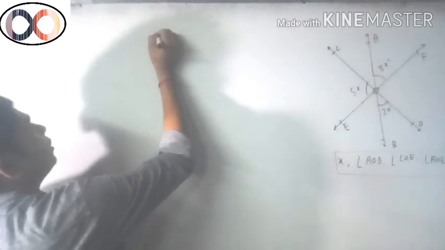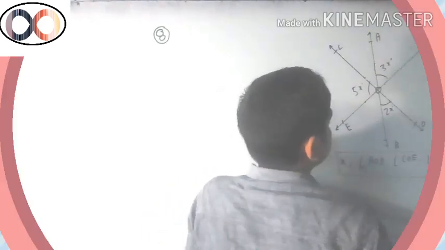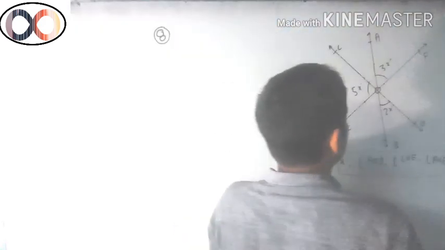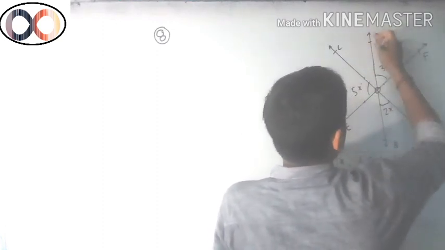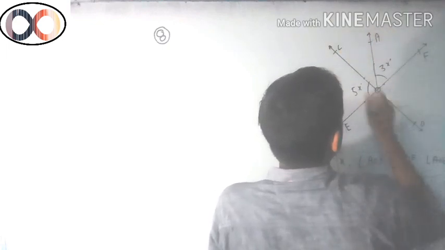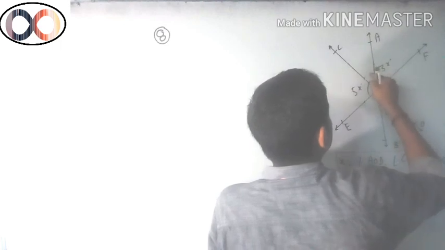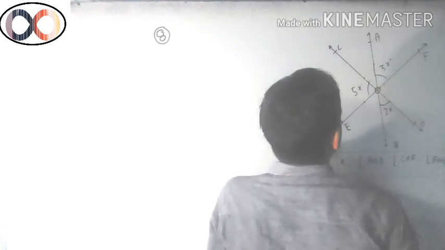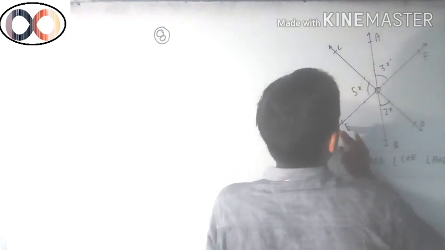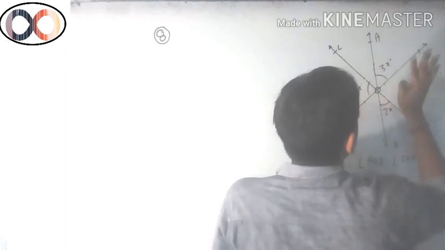This is question number 8. You can see this angle equals this one because of vertically opposite angles. Angle 2x degrees equals this angle because AB and CD intersect at O. That's why angle BOD equals angle AOC, which is 2x degrees. Similarly, angle EOC equals angle DOF, which is also 5x degrees.